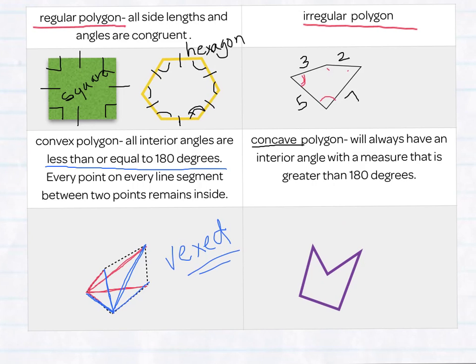So here we go. We pick a vertex and try it. Let's pick this vertex here. If I draw a segment from this vertex to all the vertices, this one stays inside. This one stays inside. This one stays inside. But for this one, it's outside of the polygon. So that makes this one, again, concave.